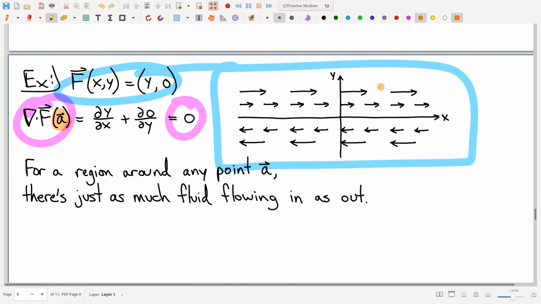So, for example, right there, if I were to look in this vicinity here, that orange vicinity, it says the divergence is 0. Does this mean that there is no fluid flowing away from that point? It looks like there is. I see fluid flowing away from the point right there. What gives? So what gives is that there's also fluid flowing into.